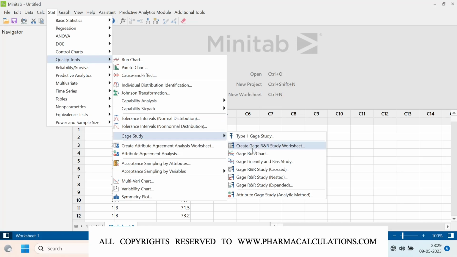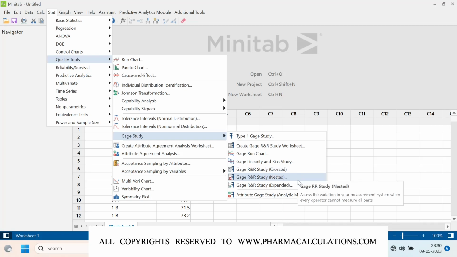If you are able to see, there are three main things: Gage R&R Study crossed, nested, and expanded. We should understand what type of study we need to perform. The first one is crossed. Let's see when we are going to use this. When each part or each sample is measured multiple times by each operator, in such a case we have to go with crossed. That means each sample is measured multiple times by each operator. It's nothing but replications of the same measurement, so in that case we should go with crossed.